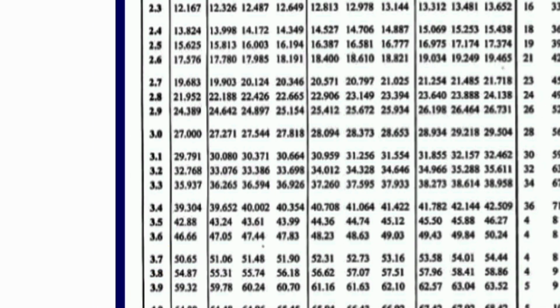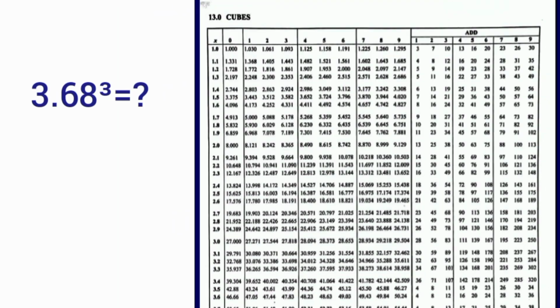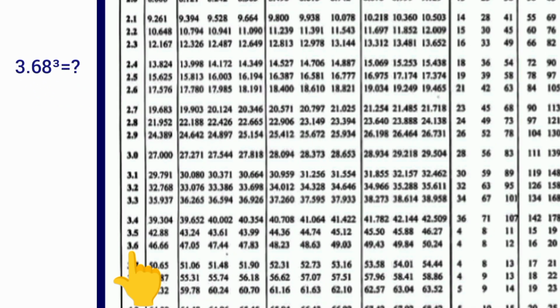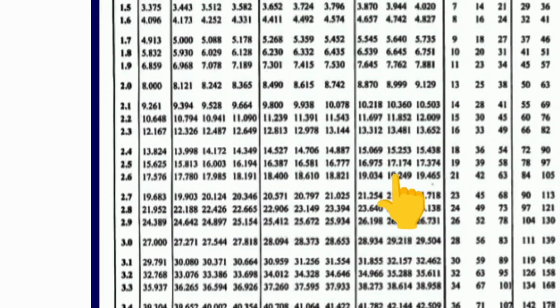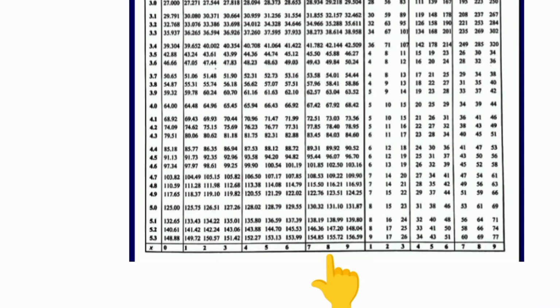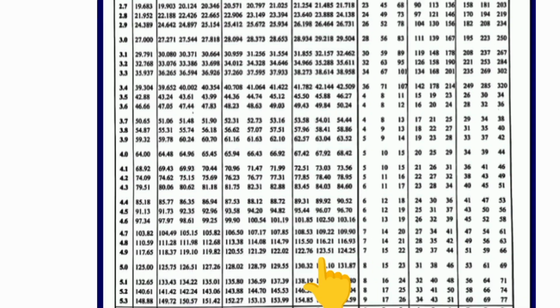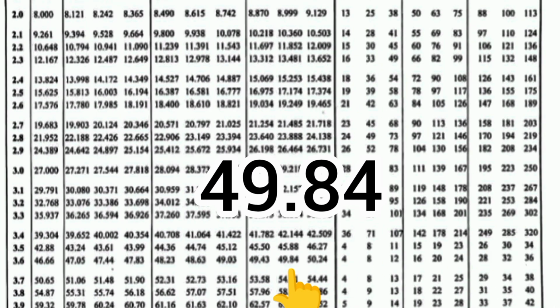Or let's say you are looking for the cube of a number such as 3.68. After tracking down 3.6, you move across these columns in the second section until you reach the 8th one. It is even indicated at the top and bottom so that you can identify it easily. And the number you obtain becomes the cube of 3.68.